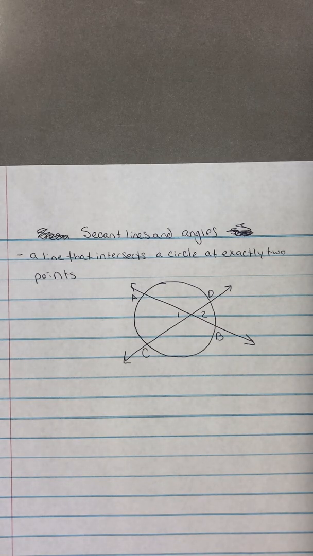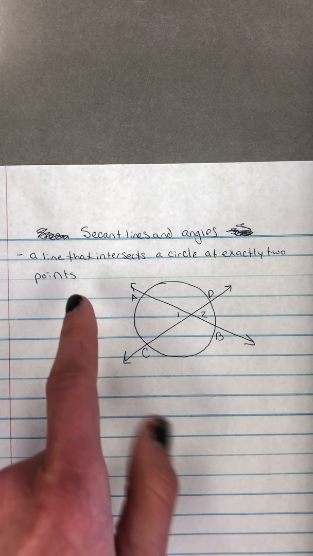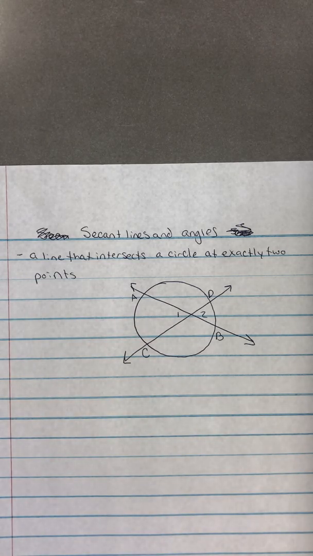Okay guys, so today we're going to be talking about secant lines and angles, and the first thing I want to discuss is what exactly is a secant line. Well, a secant line is a line that intersects a circle or figure at exactly 2 points. So you know the normal lines that we see that go through figures and only cross at 2 points? That is a secant line. That's the name. It's called a secant line.